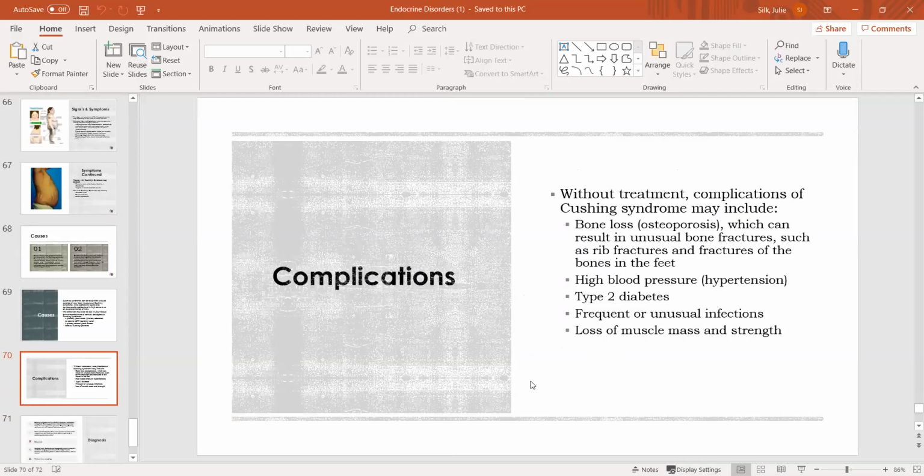So complications that you can have from this, one of the things would be bone loss or osteoporosis. So again, they have these real tiny little arms and legs, and so their bones can break really easily. Anytime you see questions about Cushing's, a lot of times they'll talk about being real careful with how you move this person because you could break their bones real easily. So they could have unexpected fractures and stuff.